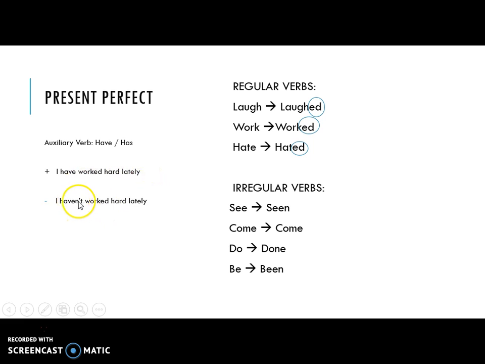In a negative sentence, we can make the sentence negative by using not. I haven't worked hard lately. Or if it's he, she, or it, she hasn't worked hard lately. And in question form, right, the auxiliary verb is first. Have I worked hard lately? The auxiliary verb is have, the subject is I, the past participle of the main verb is worked. We always use auxiliary verbs in present perfect, even in affirmative sentences.